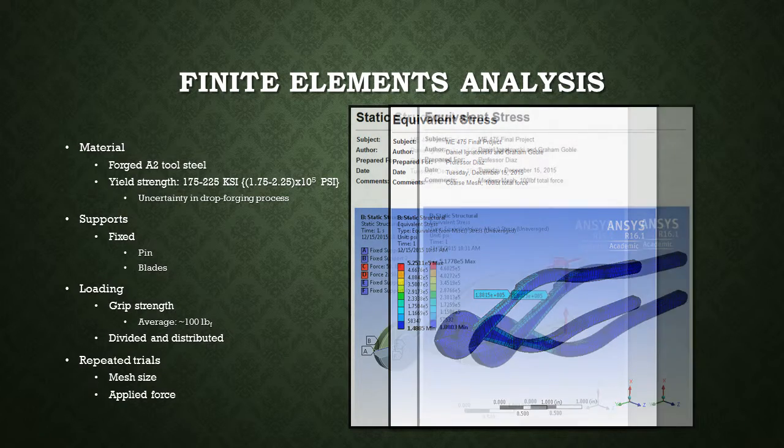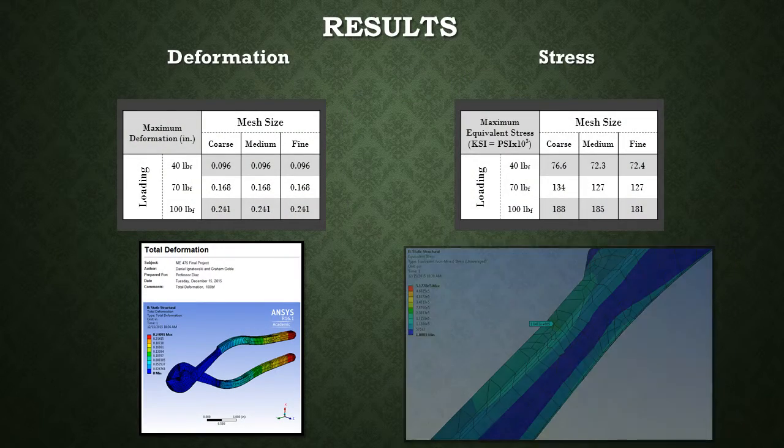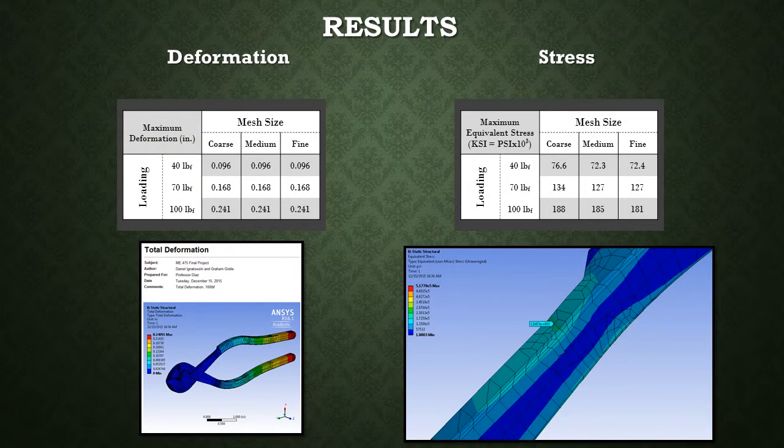So we had our coarse mesh, our medium mesh, and our fine mesh. Using 3 different loads, 40, 70, and 100 pounds force, we did 3 trials using coarse, medium, and fine mesh for each load and found the total deformation and equivalent stress.